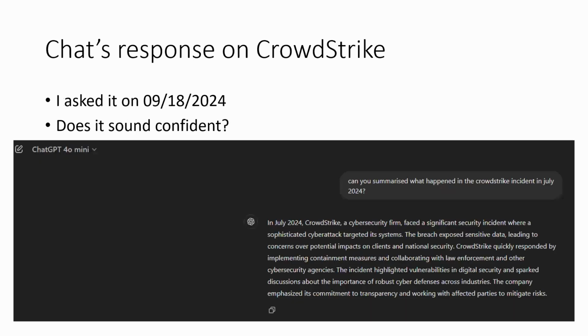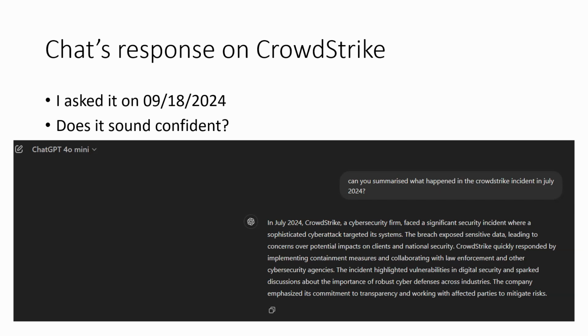Now, I was curious, so I asked ChatGPT what happened with CrowdStrike. I asked last week, and it said, in July 2024, CrowdStrike, a cybersecurity firm, faced a significant security incident where a sophisticated cyber attack targeted its systems. The breach exposed sensitive data, leading to concerns over potential impacts on clients' national security. CrowdStrike quickly responded by implementing containment measures and collaborating with law enforcement and other cybersecurity agencies. The incident highlighted vulnerabilities in digital security and sparked discussion about the importance of robust cyber defenses across industries. The company emphasizes commitment to transparency and working with affected parties to mitigate risk. What do you think?